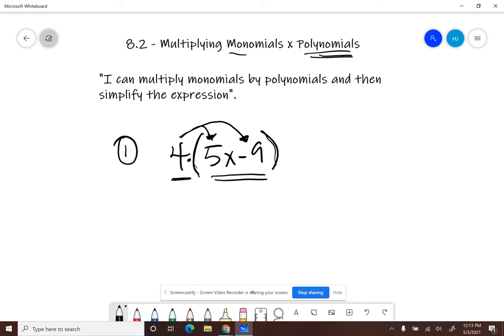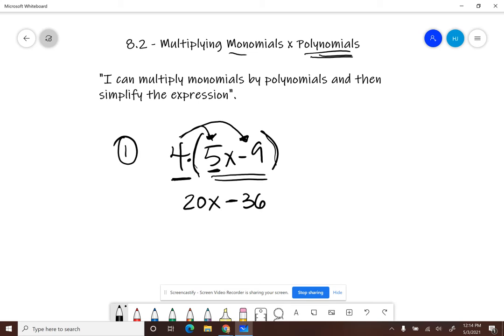So I'm going to do 4 times 5. I'm going to start with my coefficients first, which are the numbers in front of the variables. So 4 times 5 would be 20, and then the x just comes along for the ride. Then we would have 4 times negative 9. Positive 4 times negative 9 is going to be negative. We can settle that sign first. And then 4 times 9 would be 36.